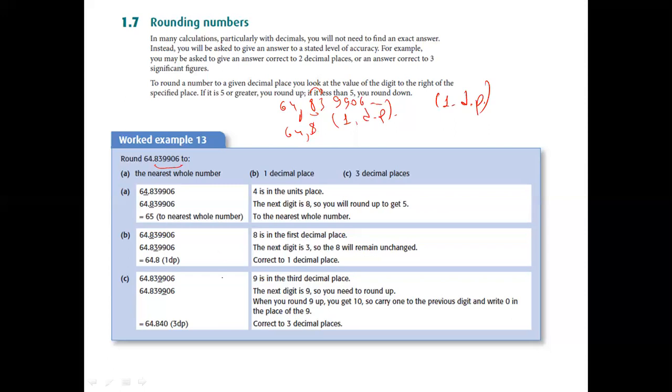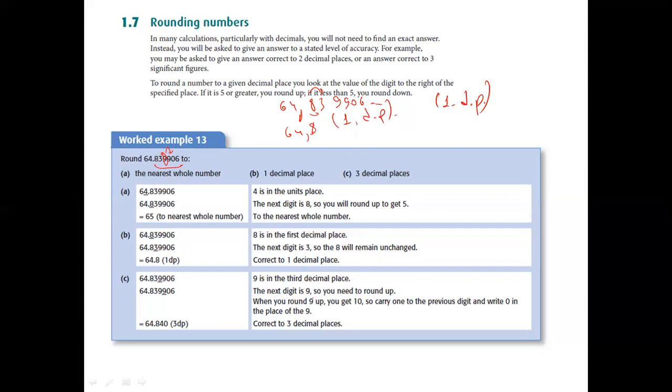Thank you. And the last one, C, is the 3 decimal place. The third number is 9. After 9 is 9. That's why it's more than 5. That's why 9 is automatically changed to the next one. It's also 10. Also changed 3, 3 changed to 3 plus 1 is 4. That's why the answer is 64.840 or 64.84, as you see here also.